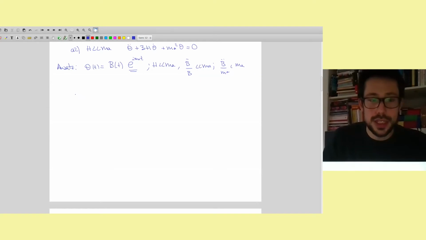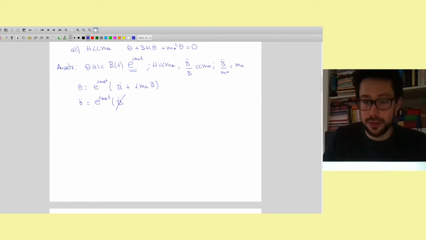So now what we can do is just compute theta dot. As we all know, let me just derive, and we'll get here b dot plus i m a times v. And now we can also compute theta double dot, that this will be equal to b double dot, which we're going to neglect due to this, and then we'll have times 2 i m a b dot minus m a squared b.